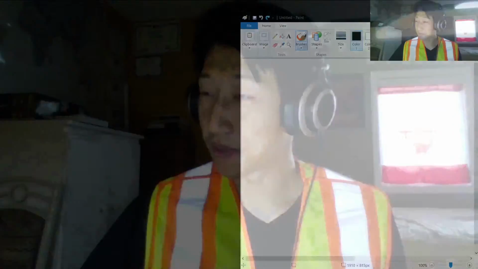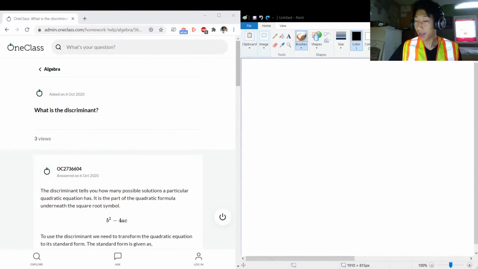Let's start off with some mathematic magic. Okay, awesome. So let's take a look at this question. The first question that we have on the stream today is asking, what is the discriminant? Now, that might be an intimidating looking word, but it is really fairly simple. So let's think about, what is a discriminant?